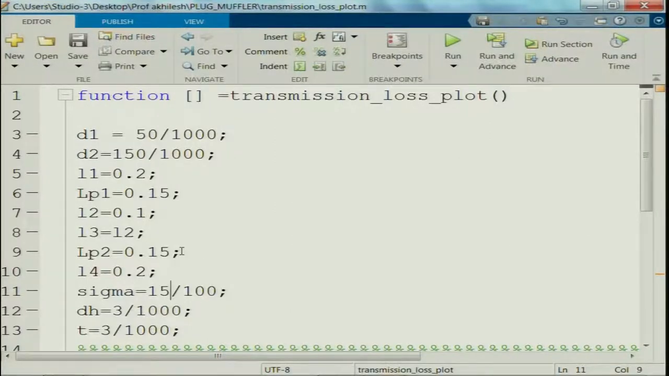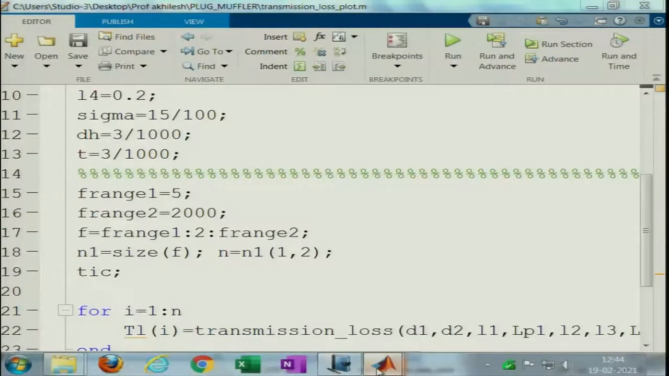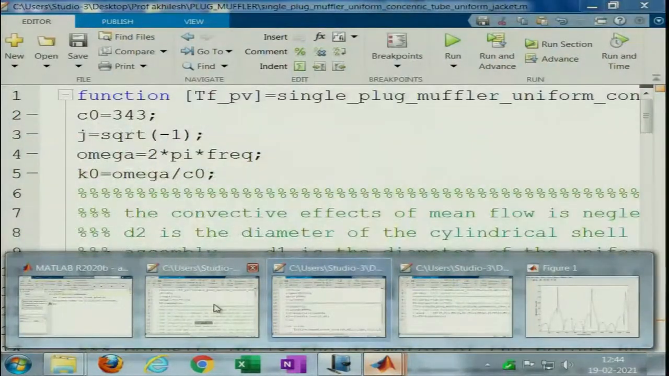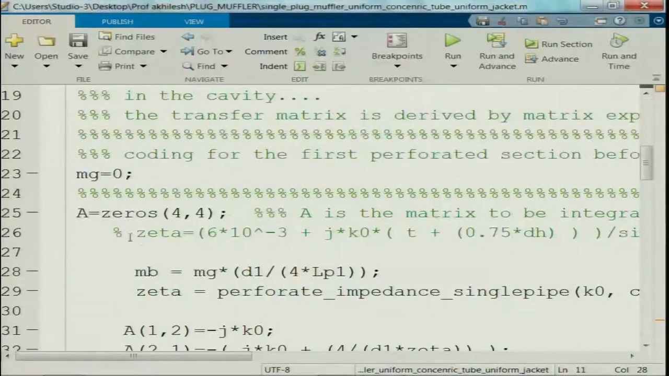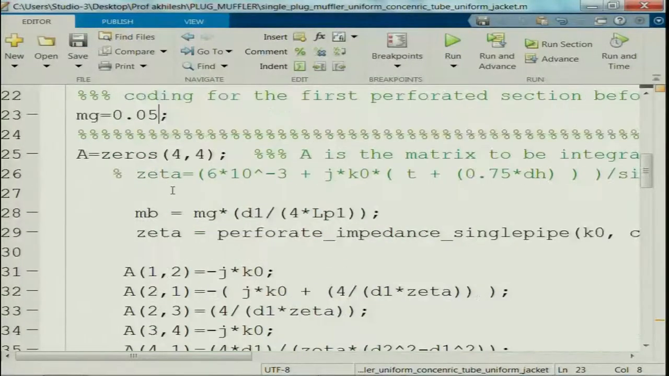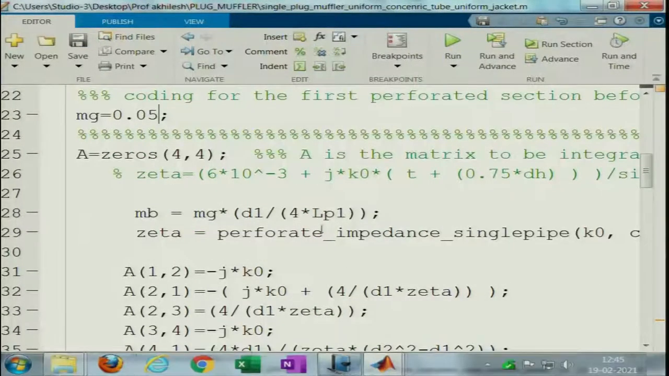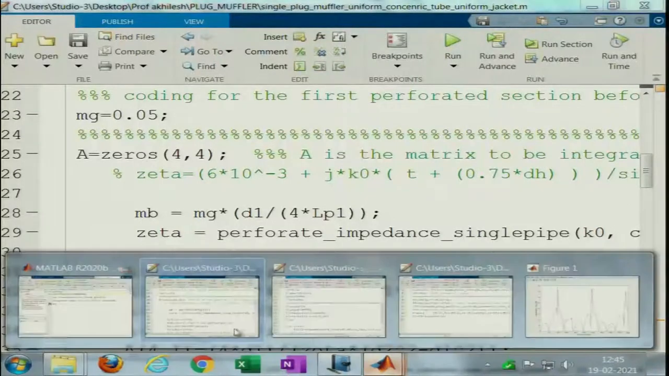Now, what we could do is, we have not really considered mean flow in this, let us consider a small amount of mean flow. The transmission loss expression will not change because the 1 plus Mi and 1 plus Mo values will be the same, because the diameter of the perforated pipes are the same. So, let us consider a small amount of mean flow. There will be grazing bias flow also, using this expression.